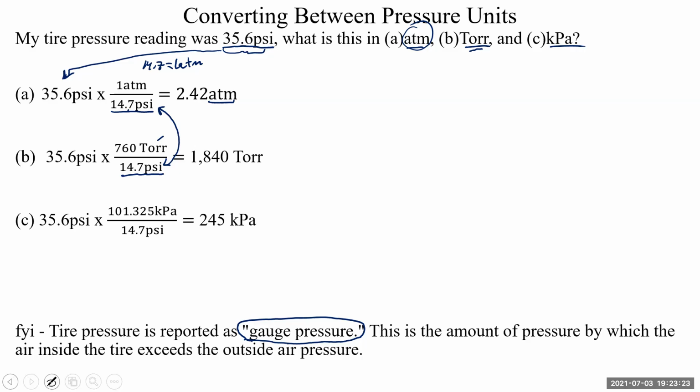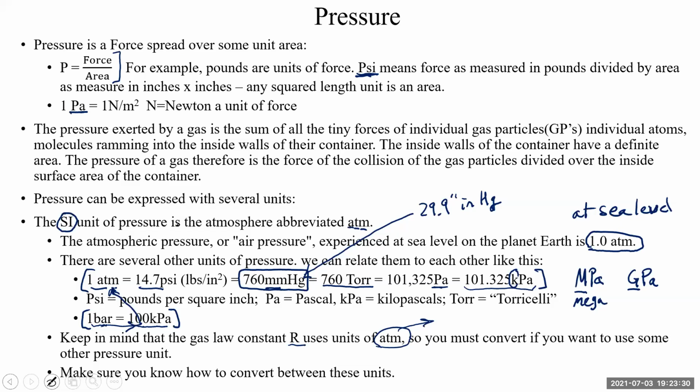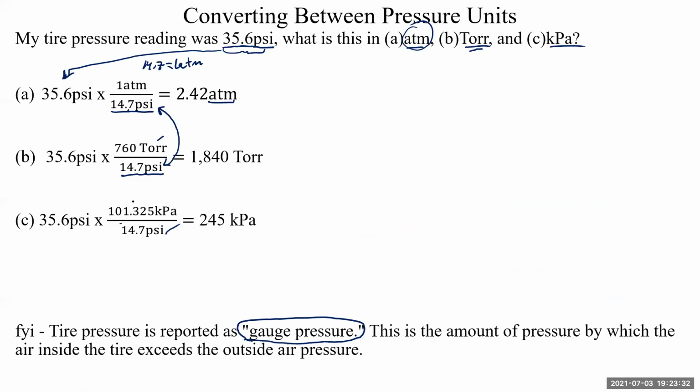14.7 also equals each of these. So whenever I invoke psi, I'm going to use this same exact bottom half of the conversion factor. The only thing that's going to change with the unit is the top half, depending on which unit I'm trying to convert to. So every 14.7 psi is also equal to 101.325 kilopascals.